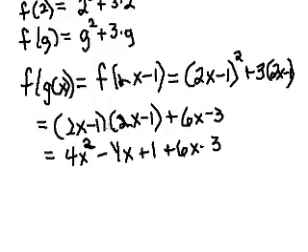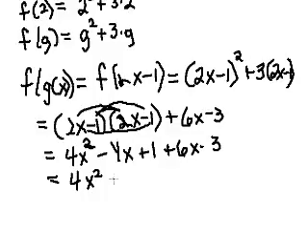By multiplying this out, so I do 2x times 2x, 2x times negative 1, negative 1 times 2x, and then negative 1 times negative 1. Okay, combining like terms, that's going to give me 4x squared plus 2x minus 2.